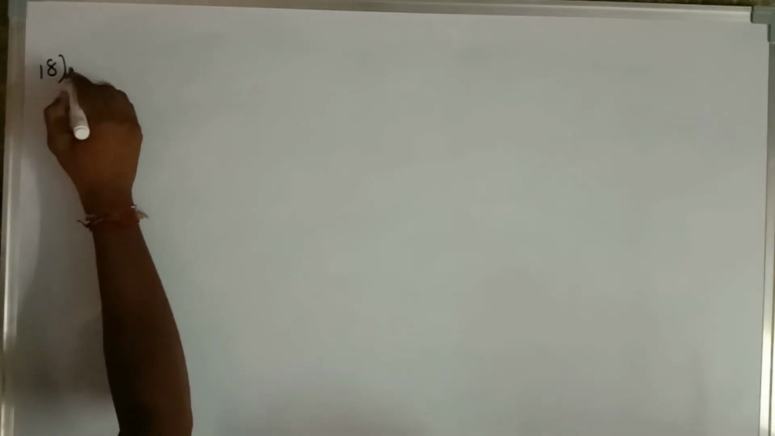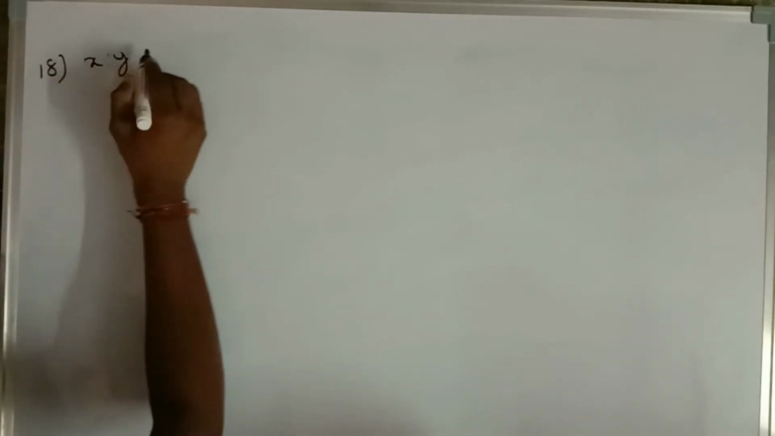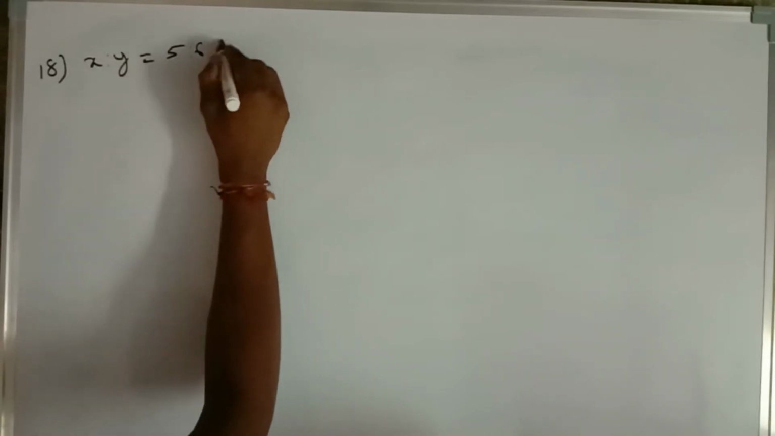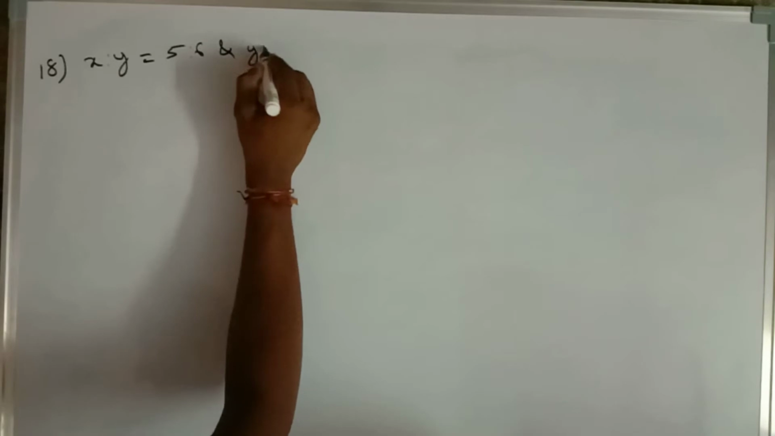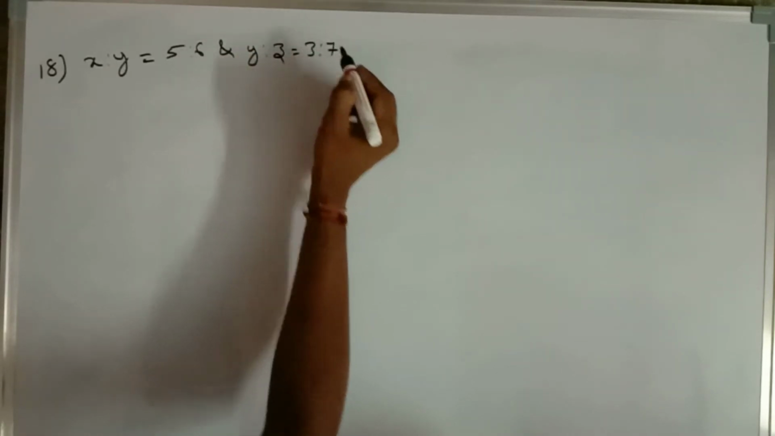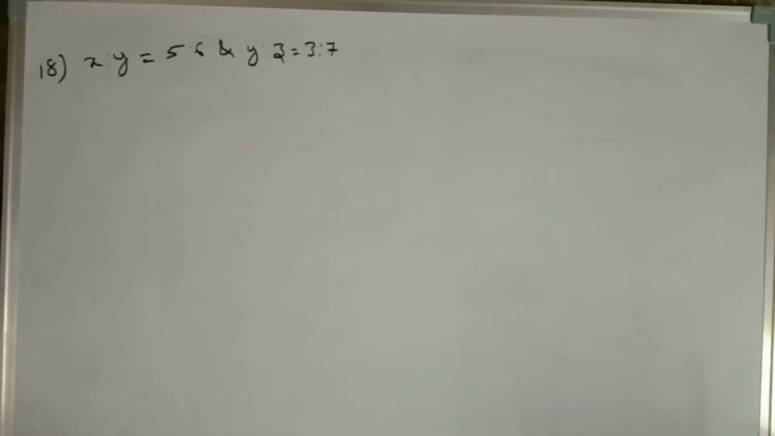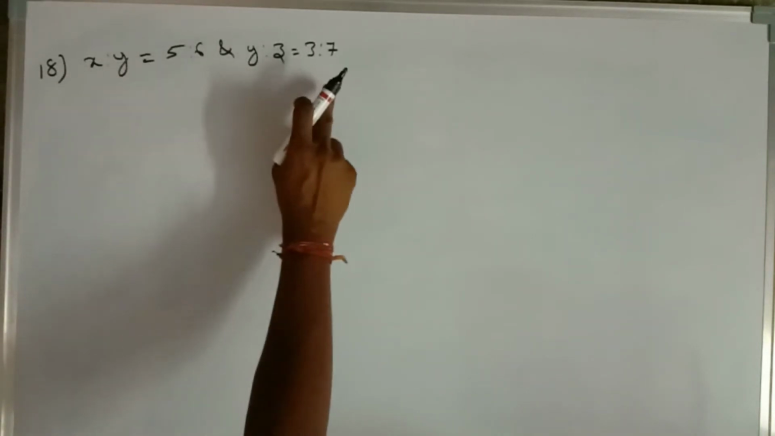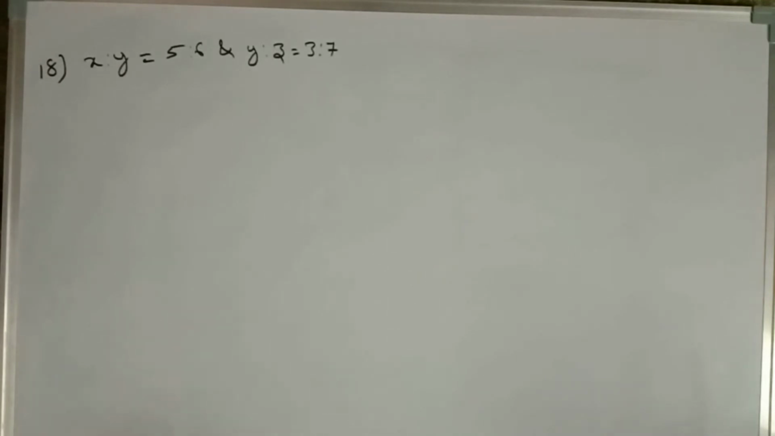Children, next question, that is 18th one. If x is to y is equal to 5 is to 6 and y is to z is equal to 3 is to 7, then I have to find the value of x is to z. Okay. So here x is to y is equal to 5 is to 6 and y is to z is equal to 3 is to 7. So I have to make them equal. That means y terms should be equal. Then only I will get the value.